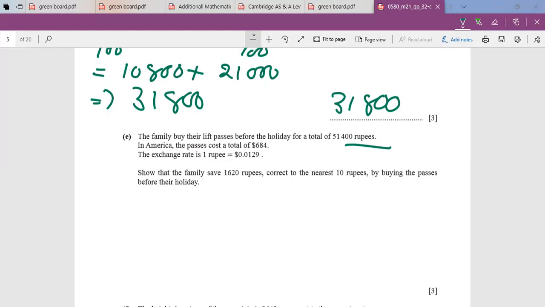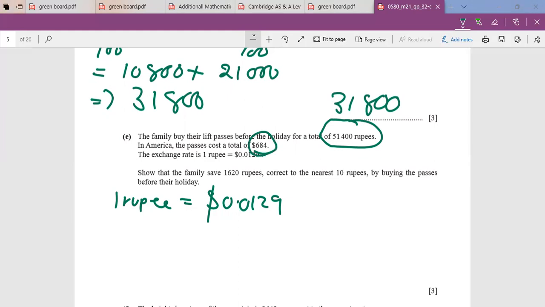So what we are saying is that 1 rupee is equal to 0.0129 dollars. Now, this family has spent this to buy these lift passes. But they are saying the same lift passes will cost you $684 in America. But what is this amount in rupees? So we can convert that. We say $684 is equal to X, and we try to find X.